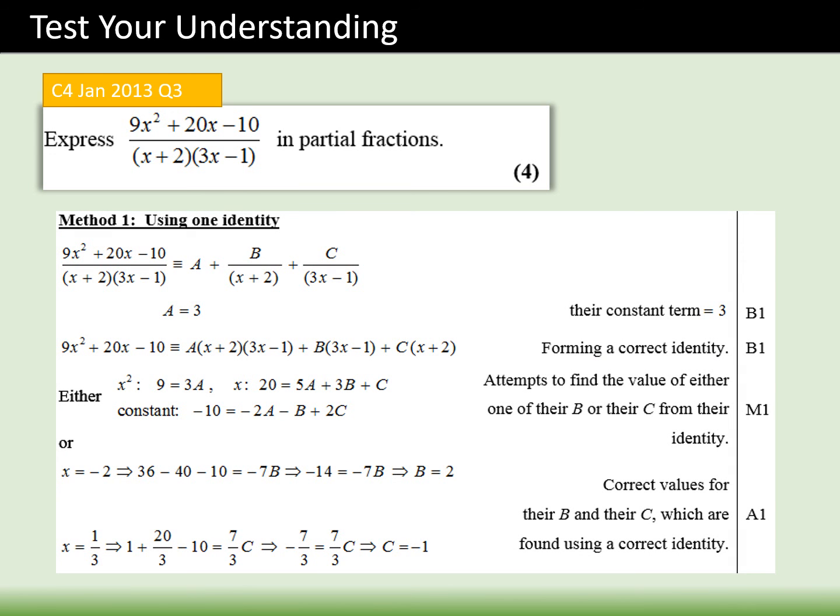Okay, so once we work this out, we could get the A value straight away because it's an improper fraction. So A is equal to 3, B is equal to 2, and C equals minus 1. So we could write this as a fraction, which is 3 plus 2 over x plus 2 minus 1 over 3x minus 1.